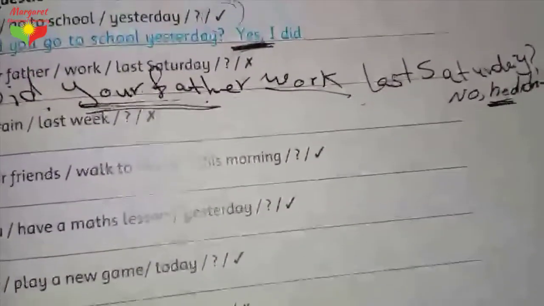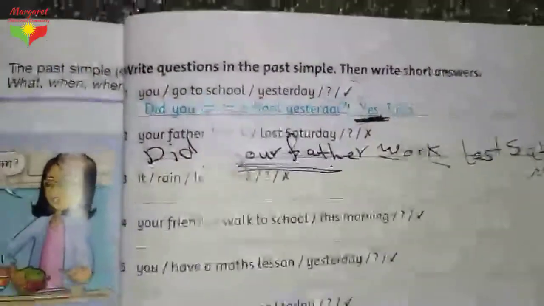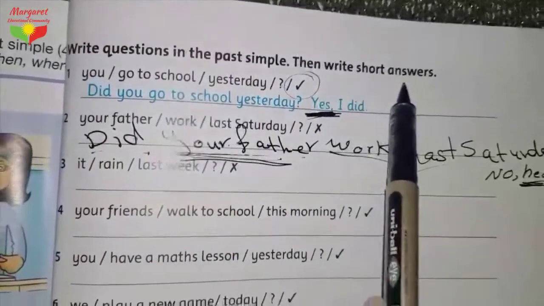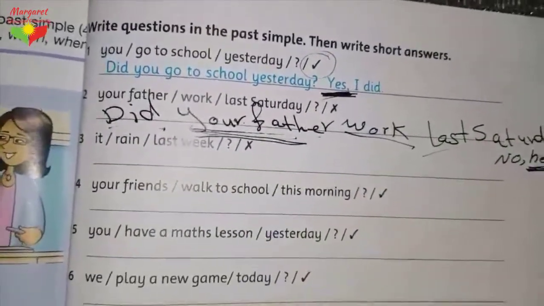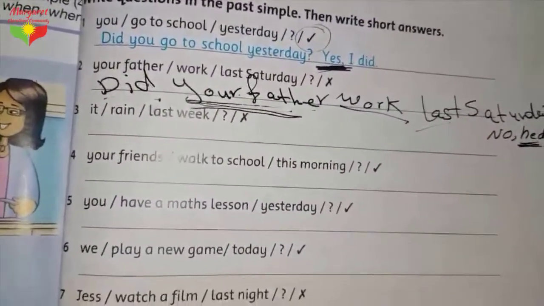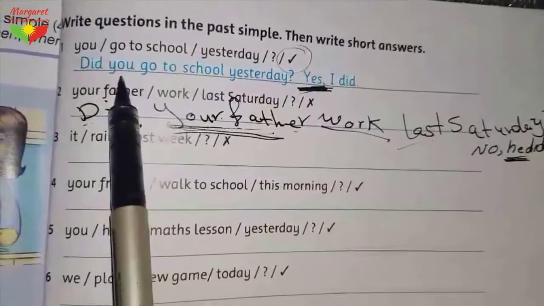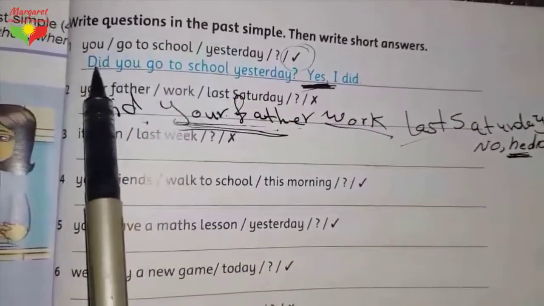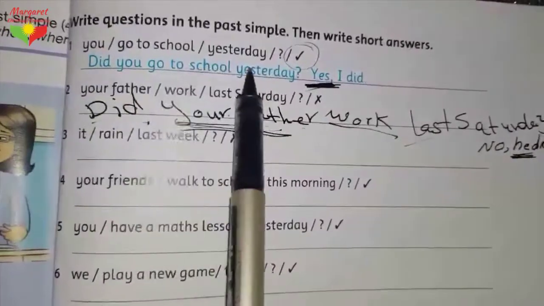Here we have these two exercises. Exercise 2 says, write questions in the past simple, then write short answers. In this exercise, you have to make a question as well, and you have to answer the question at the same time. How? Look at the first example. You go to school yesterday. So you have to make a question first. Did you go to school yesterday?